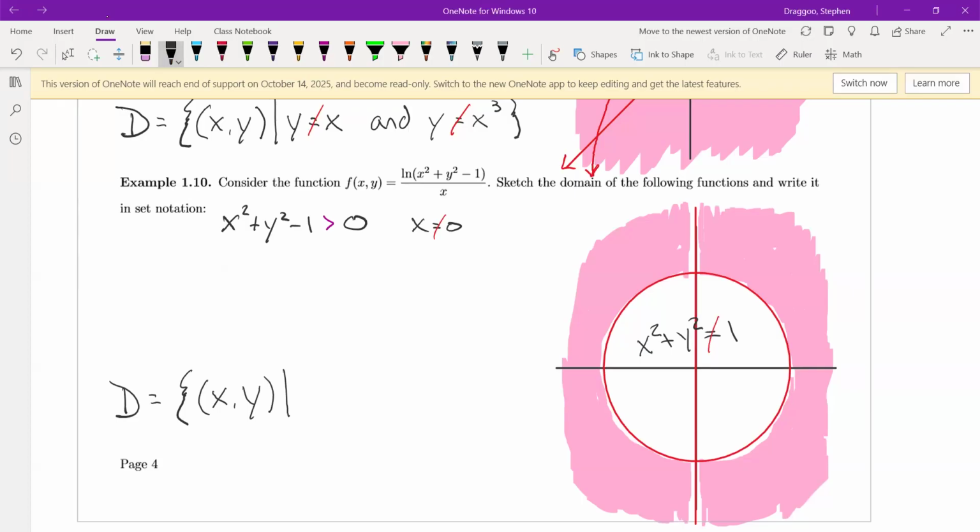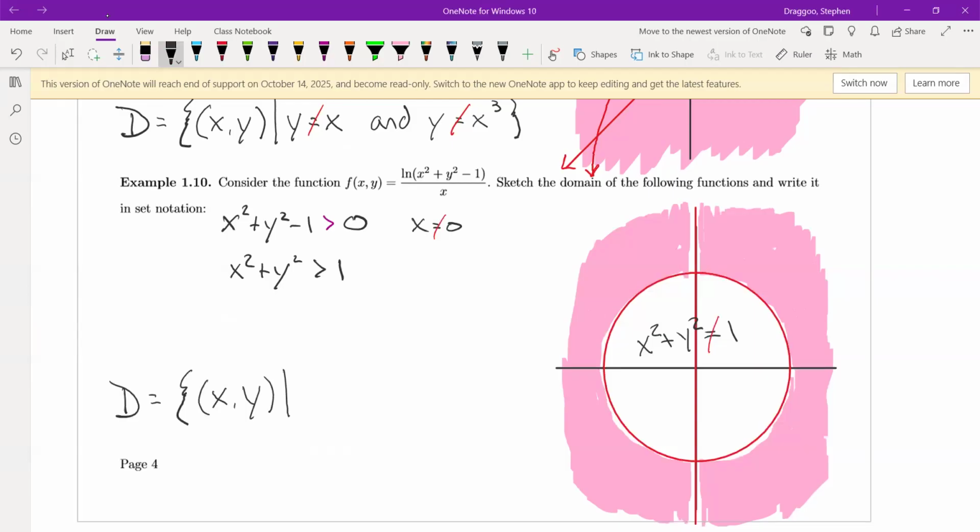I'll solve the inequality on the left. X squared plus y squared should be greater than 1. And then that's where I ended up with my sketch on the right side. If x squared plus y squared is greater than 1, I need all of the area that is outside of that circle, and not including the circle itself. So I drew it in red to say, don't include this part.